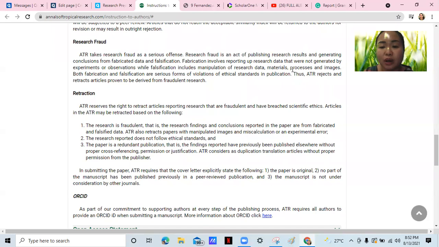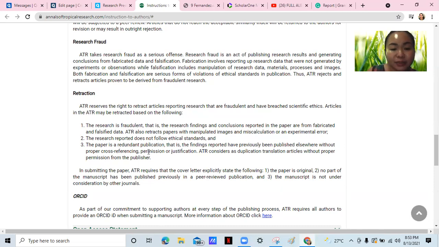And once this is detected, they will reject or retract. If it was already published and then proven to be fraud, they will even retract it from the published journal. It's a breach of scientific ethics, and it can be fraudulent, meaning the research findings and conclusions are fabricated or falsified, and it does not follow ethical standards. So retraction means taking it back.